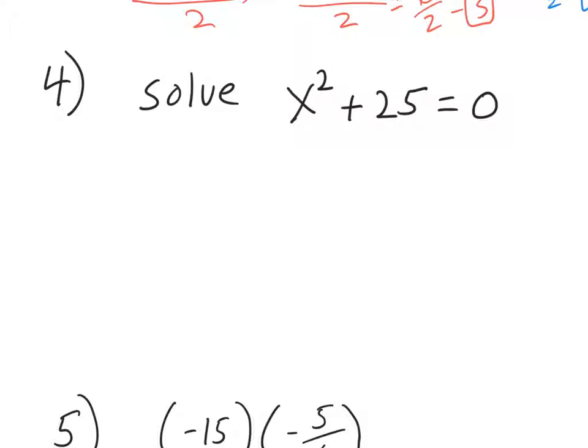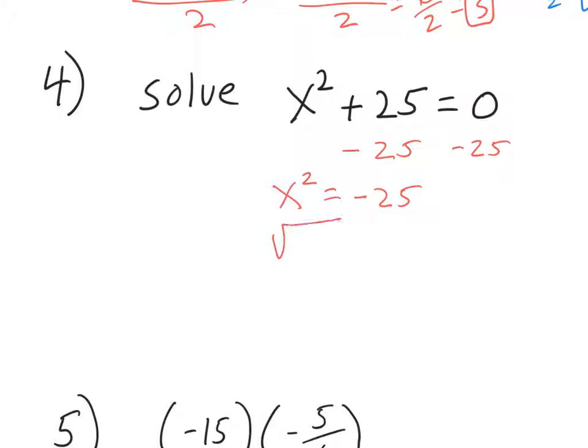Number 4 is asking us to solve x squared plus 25 is equal to 0. So the first thing I want to do is get the x squared by itself on one side. So I'm going to subtract 25 from both sides. And I'll get x squared is equal to, actually not square root yet, so x squared is equal to negative 25.